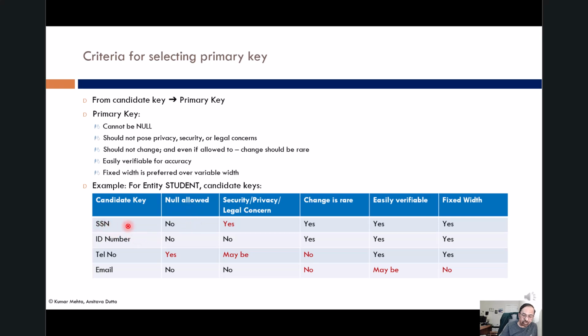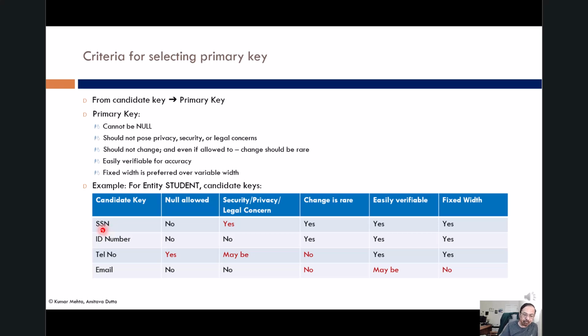So we had said social security number, ID number, telephone number, and email. These are all attributes of the entity student, let's say, and because they are unique, they could possibly serve as a candidate, as a primary key. Okay, so which one of these four would be the better one to pick as a primary key?